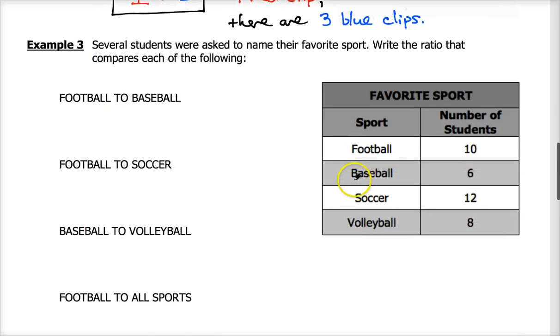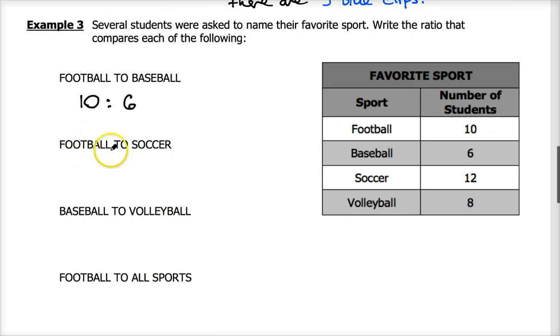Okay, next example, you'll see a chart here to the right, and this chart shows how students responded when they were asked to name their favorite sport. And so now we're going to practice writing ratios that compares each of the following using this chart here. So the ratio of football favorite sports to baseball favorite sports. Well, we had 10 students say that their favorite sport was football, so that would be 10. To 6 said their favorite sport was baseball, so that would be 6. So that ratio is 10 to 6.